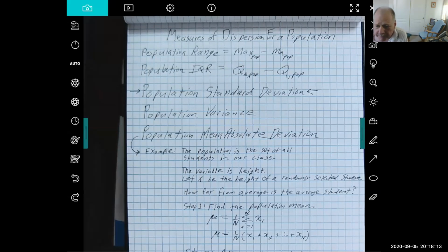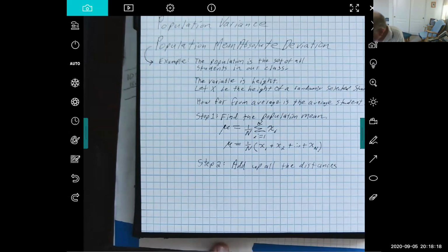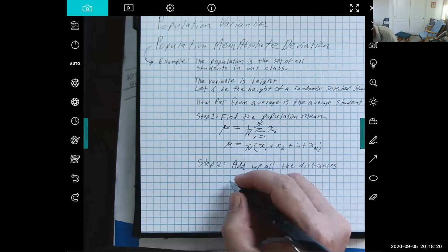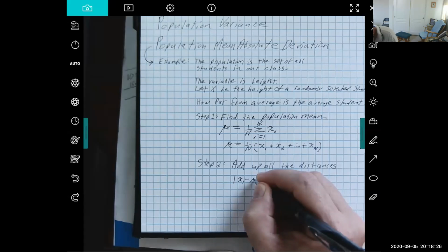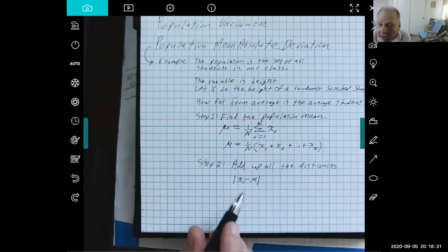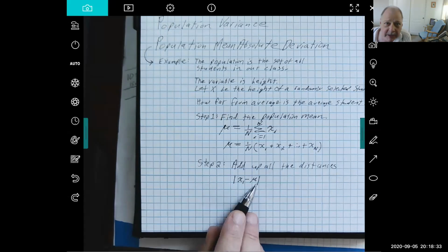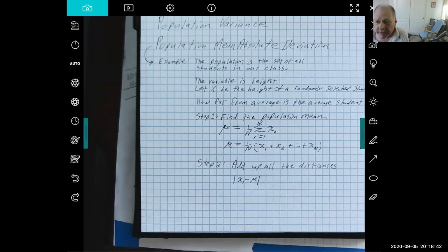So what I'm going to do is find out how far from average is student number 1. So I just go down the row and I take the first student's height, and I subtract it from the average or population mean height. And if I get a negative number, I make it positive. So I've got the absolute values on there to make all the positive distances.